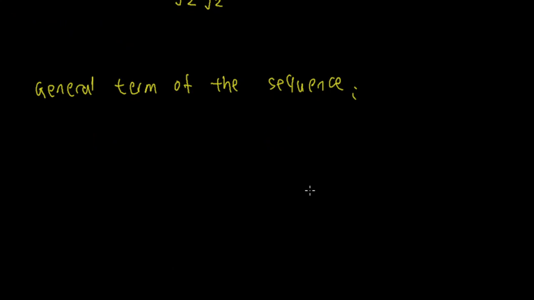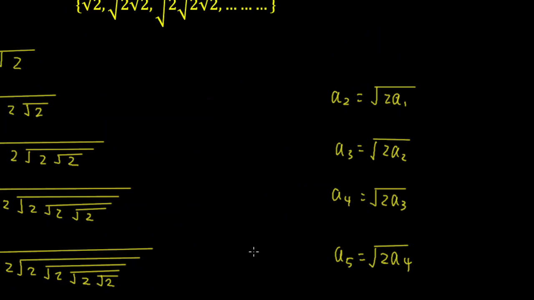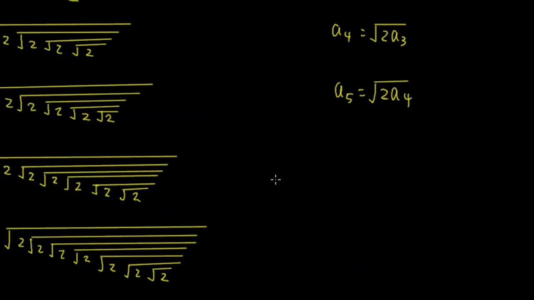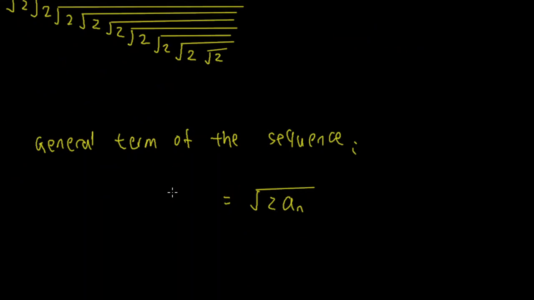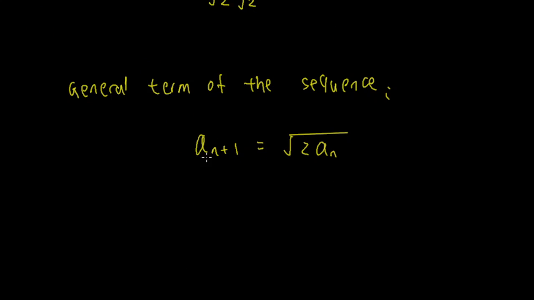On the right side, this will be square root of 2 times a of n. And the left side, as we discover, the subscript is always one higher than the subscript on the right side. So we will write that as a of n plus 1. Okay, so that's the general term of the sequence. a of n plus 1 equals square root of 2 times a of n.